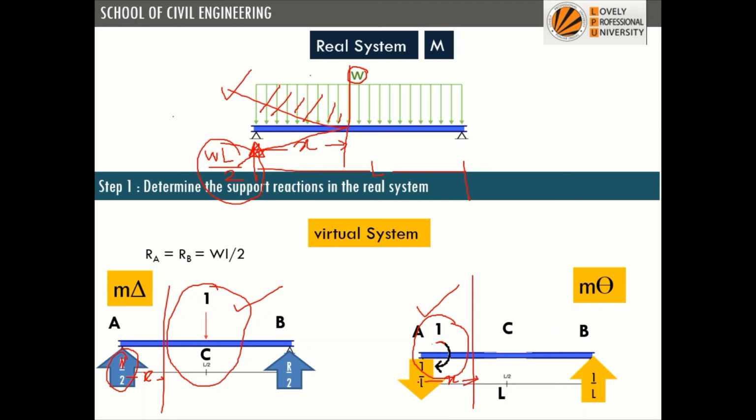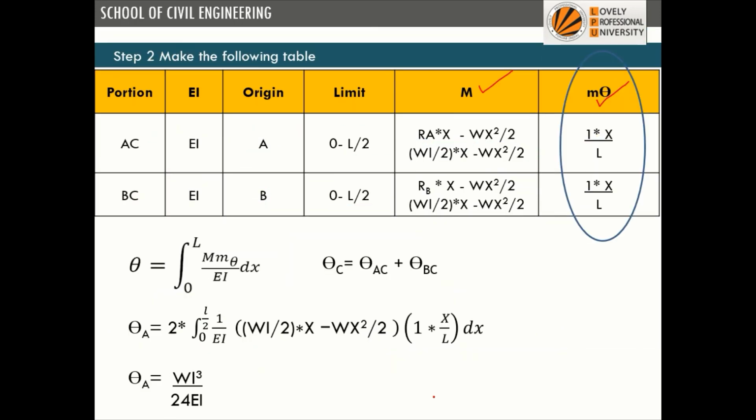What is the value of RA? It is 1 by L, and what will be the moment? 1 by L into X. So the M theta will be 1 by L into X. So we'll put everything, this value here and this value here, and since both are similar values, we have multiplied it by 2. So eventually you should get WL cube upon 24 EI.